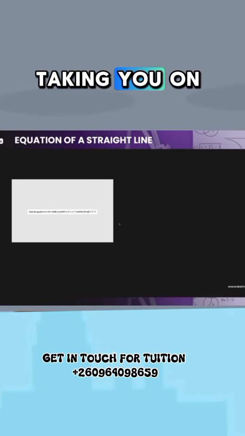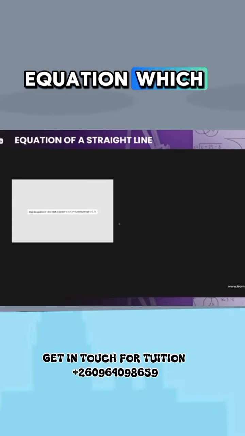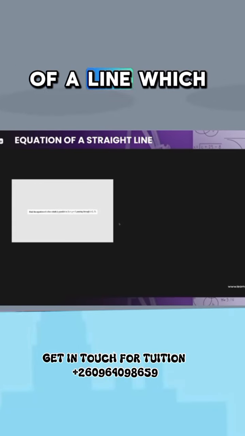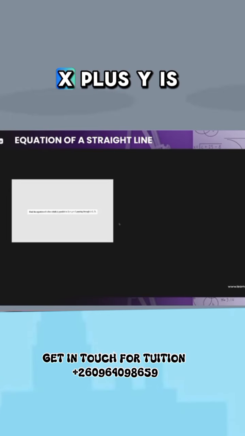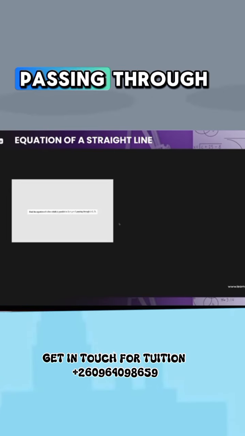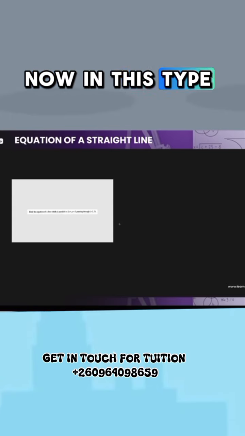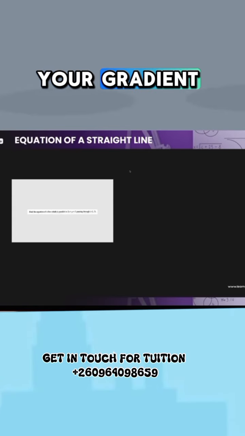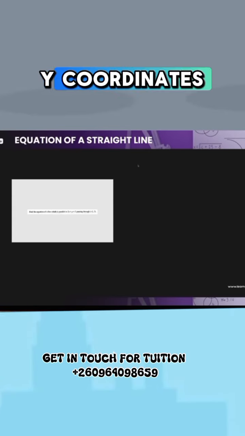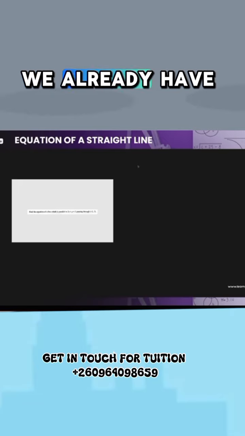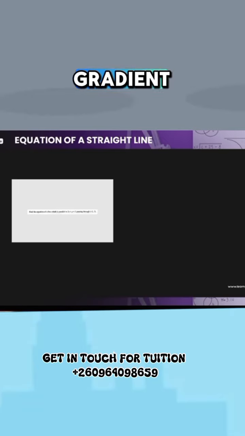So I shall be taking you on a question which says: find the equation of a line which is parallel to 2x + y = 3 passing through the point (-2, 3). Now in this type of equation, you first need your gradient and your x and y coordinates, of which the x and y coordinates we already have. Then where do we get our gradient?